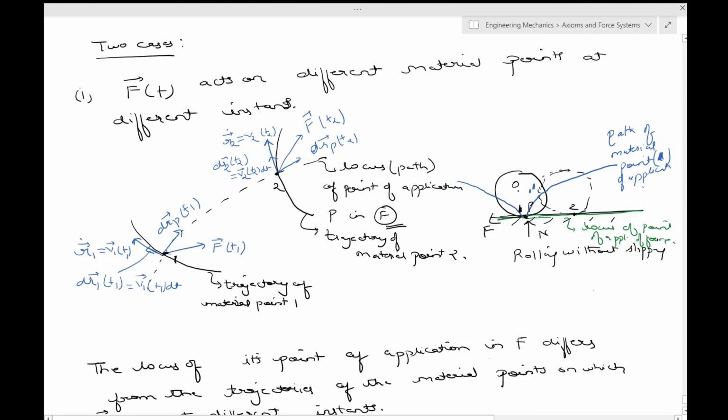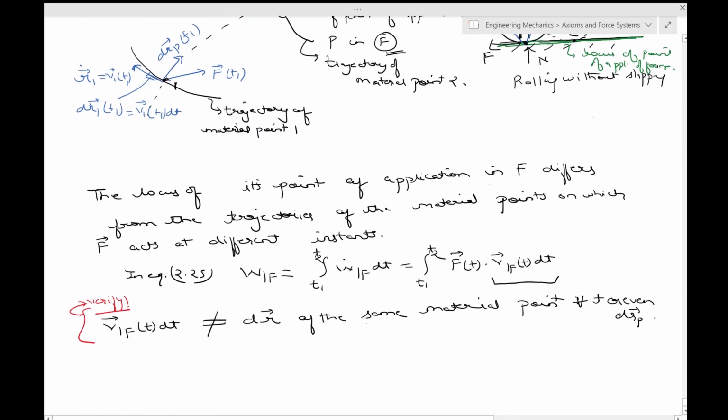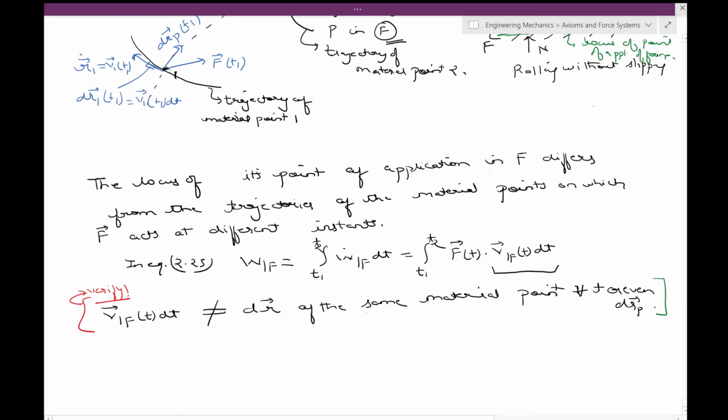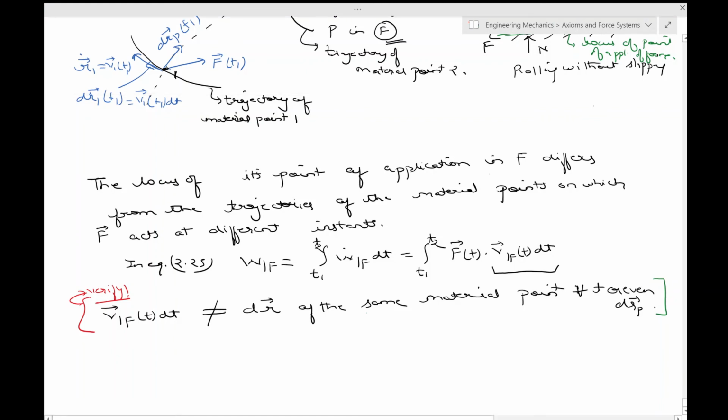Okay, so the green and blue paths are different, and that is the meaning of this situation, that F of t acts on different material points at different instants. Now you can try to verify this in red using this rolling without slipping example.